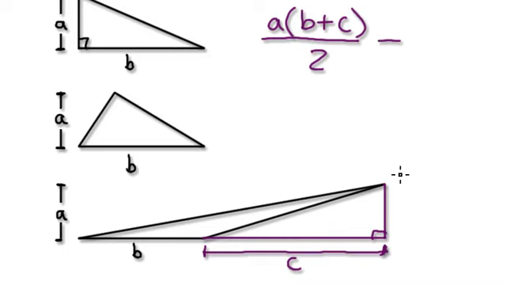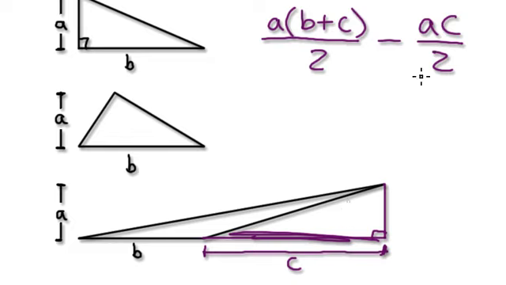So now we need to take away this triangle here. So this triangle here will be A times C, and then cut it in half. So this alone here would give us the area of this triangle here. Okay. So now we just need to simplify it. So this is our area here.